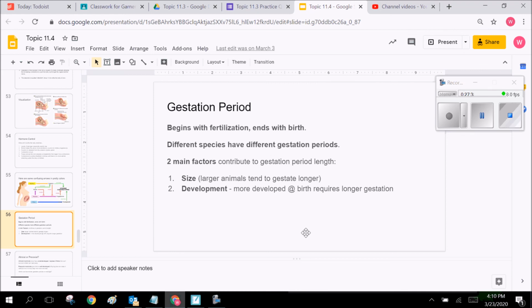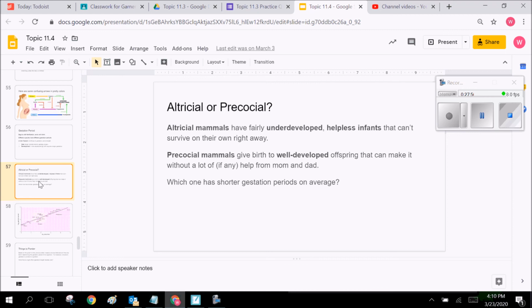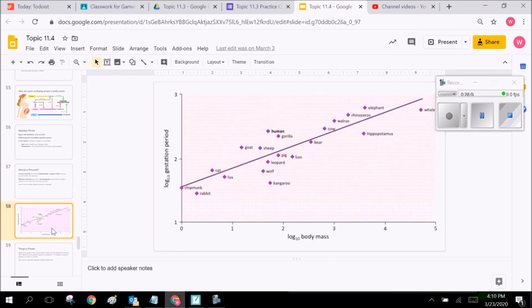But if it's really, really teeny and is born without most of its vital functions, like a kangaroo or, you know, a possum or something, when those things are born, they need to develop a lot longer outside of the womb. So that's going to require less time in the mom, but more work once they're born. They're more dependent. So we call this altricial or precocial. Altricial animals have those underdeveloped helpless infants, and they have to help them survive up until the point where they can be released. Precocial animals give birth to well-developed offspring that can make it without a lot of help. As you can imagine, that increases with time.